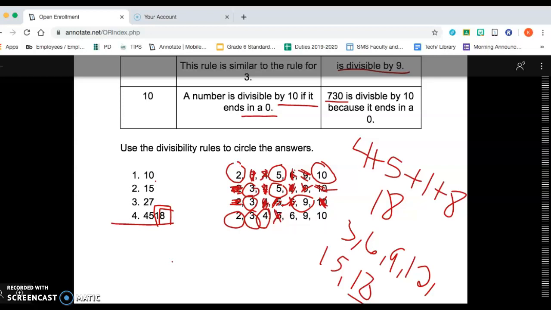6 means it has to be divisible by 2 and 3, which this one does, so 6 works. 9, again, we add up the digits, which we already did and got 18. And 18 is a multiple of 9, so that means 9 works. And for 10, it has to end in a 0. This does not end in a 0, so 10 does not work.